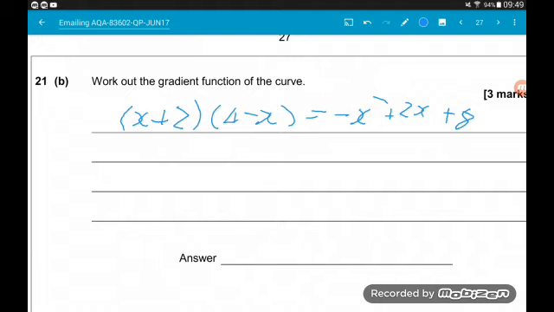We now need to find our gradient function, which is dy over dx. So we're differentiating minus x squared, and the power of 2 comes down and multiplies, and the power goes down by 1. So we get minus 2x, and then 2x differentiated is just 2. So our gradient function is minus 2x plus 2.